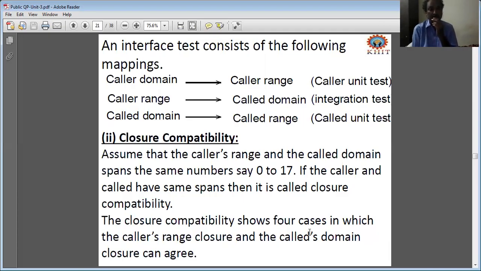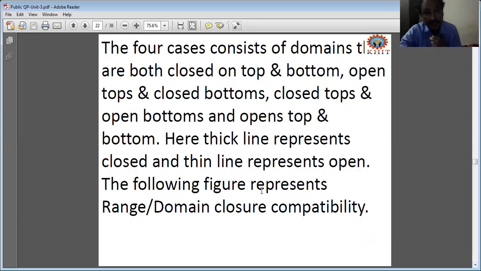Closure compatibility. Assume that the caller's range and the call domain span the same numbers, say 0 to 17. If the caller and call have the same span, then it is called closure compatibility. Closure compatibility shows four cases in which the caller range closure and call domain closure can agree. The four cases are: both closed on top and bottom, open top and closed bottom, closed top and open bottom, and open top and bottom. Here the thick line represents closed and the thin line represents open.